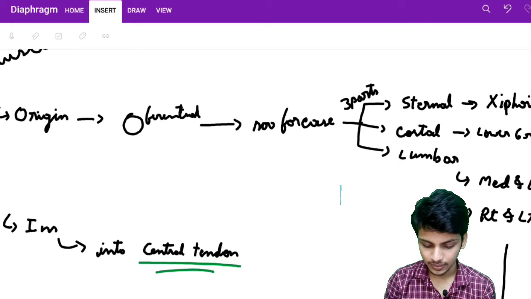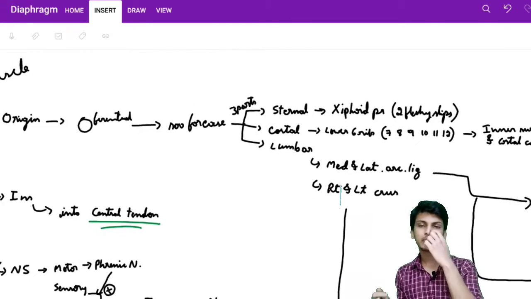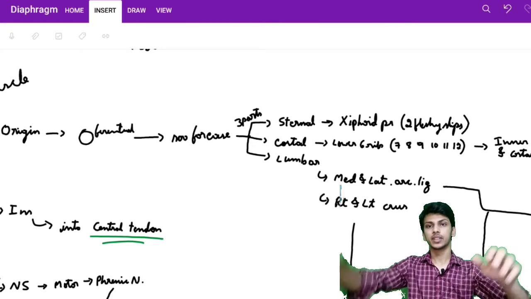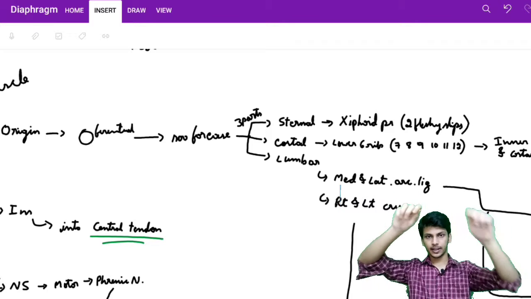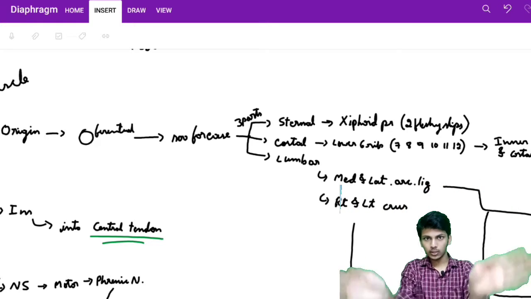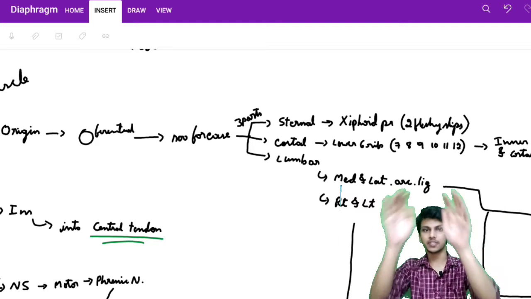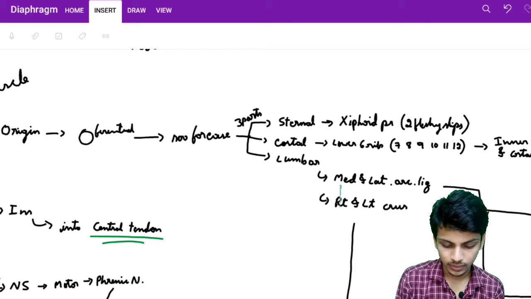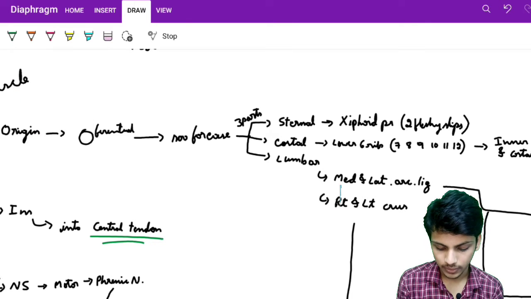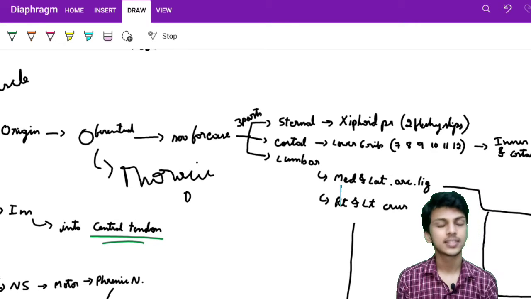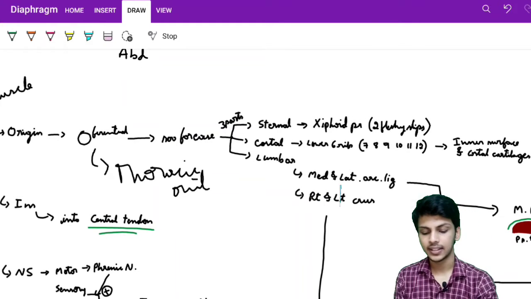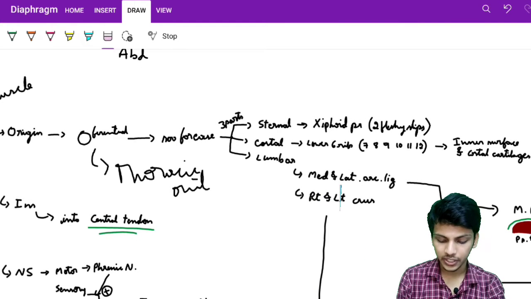We'll discuss that. The origin of the diaphragm is circumferential. What do we mean by a circumferential origin? It means if there is a circle here, the diaphragm takes origin from the whole of the circumference. And what is the circumference? It is basically the thoracic outlet. What is the thoracic outlet? We'll be discussing that.